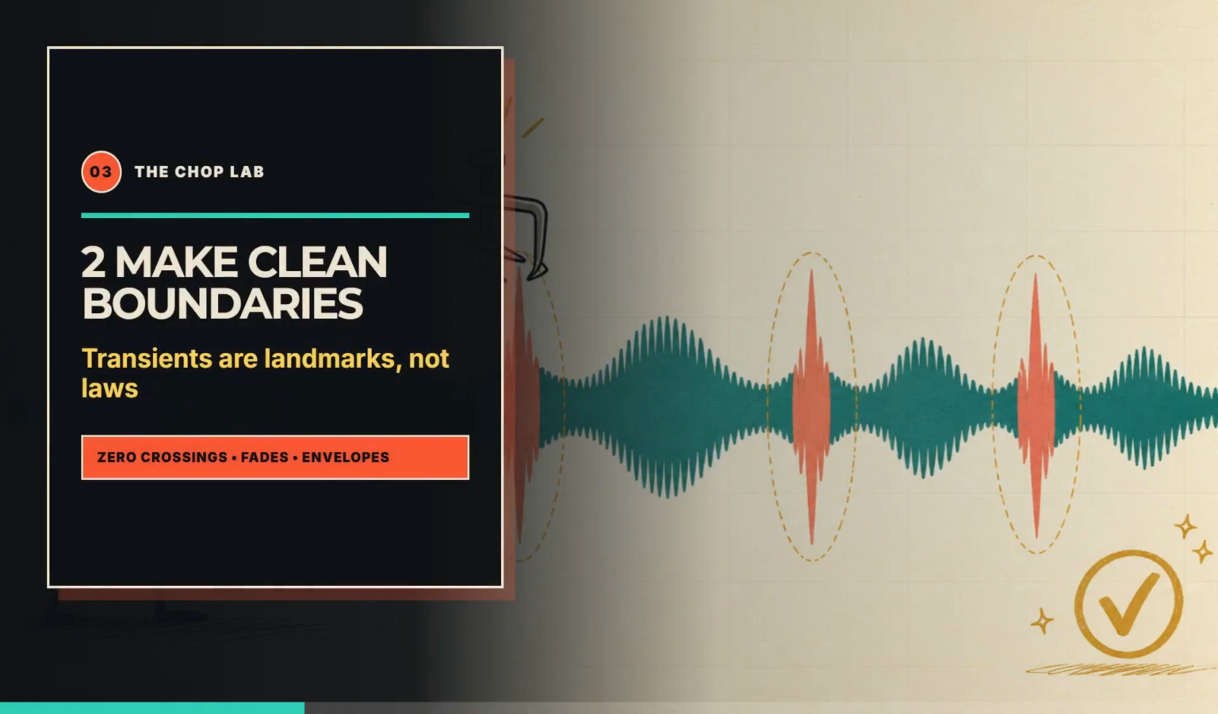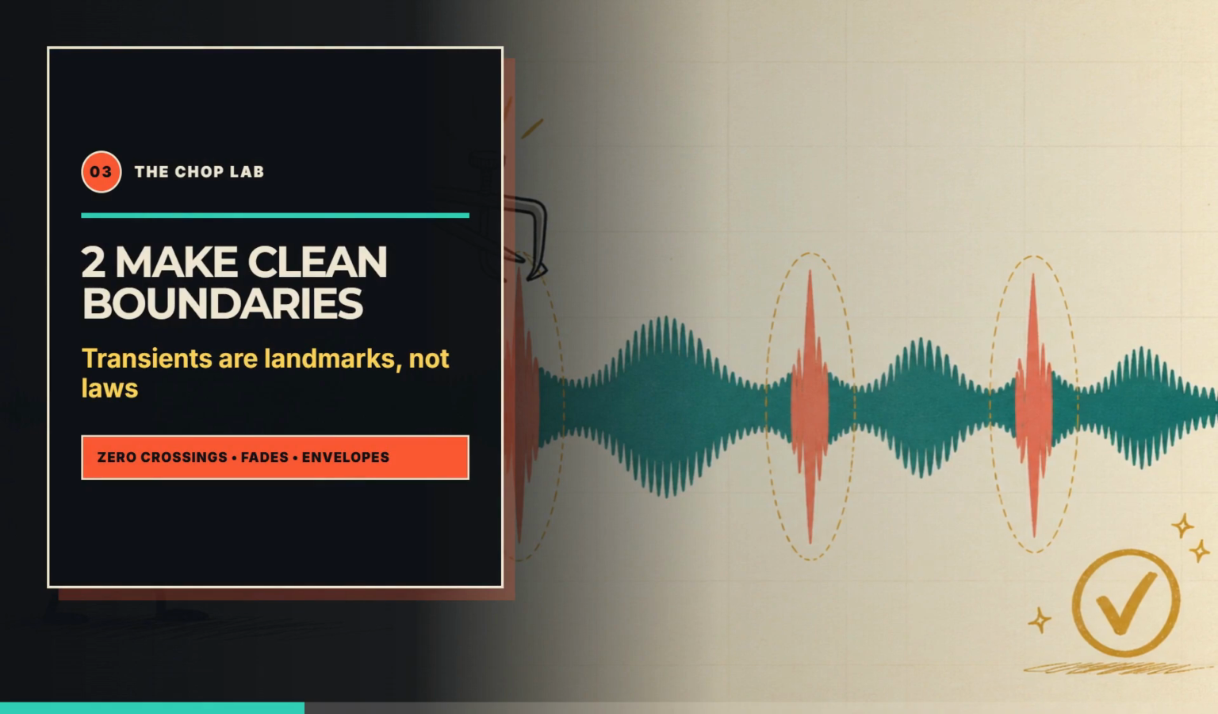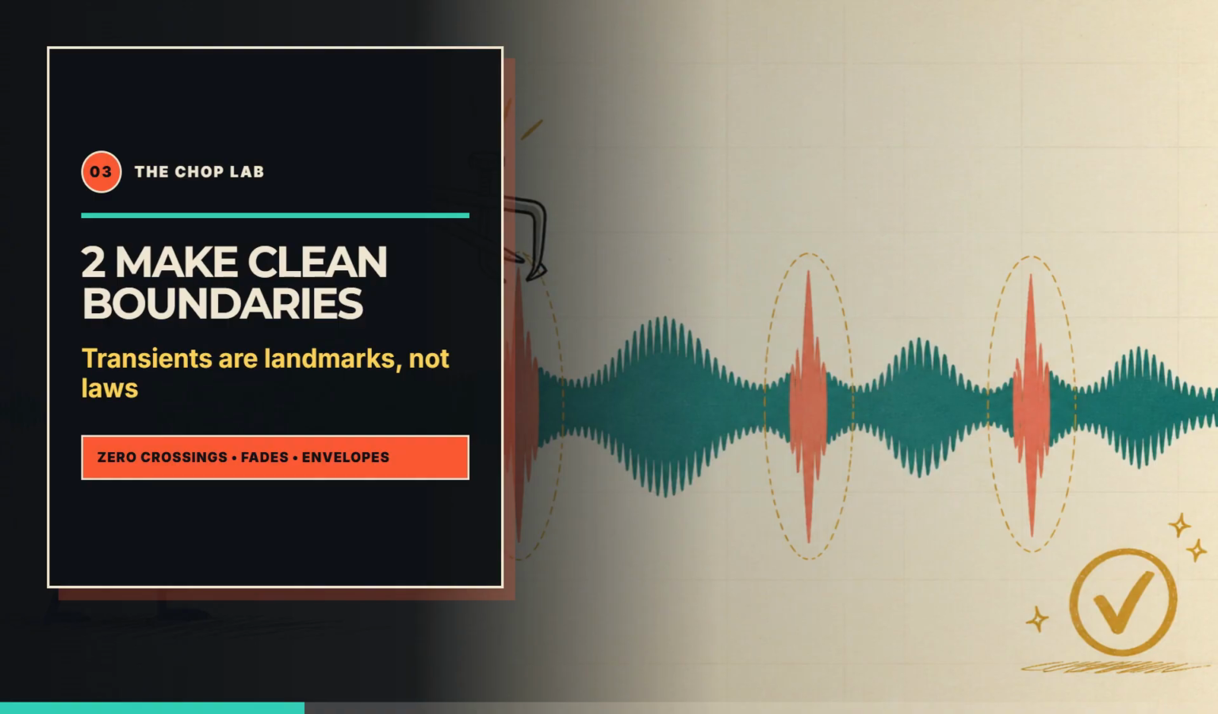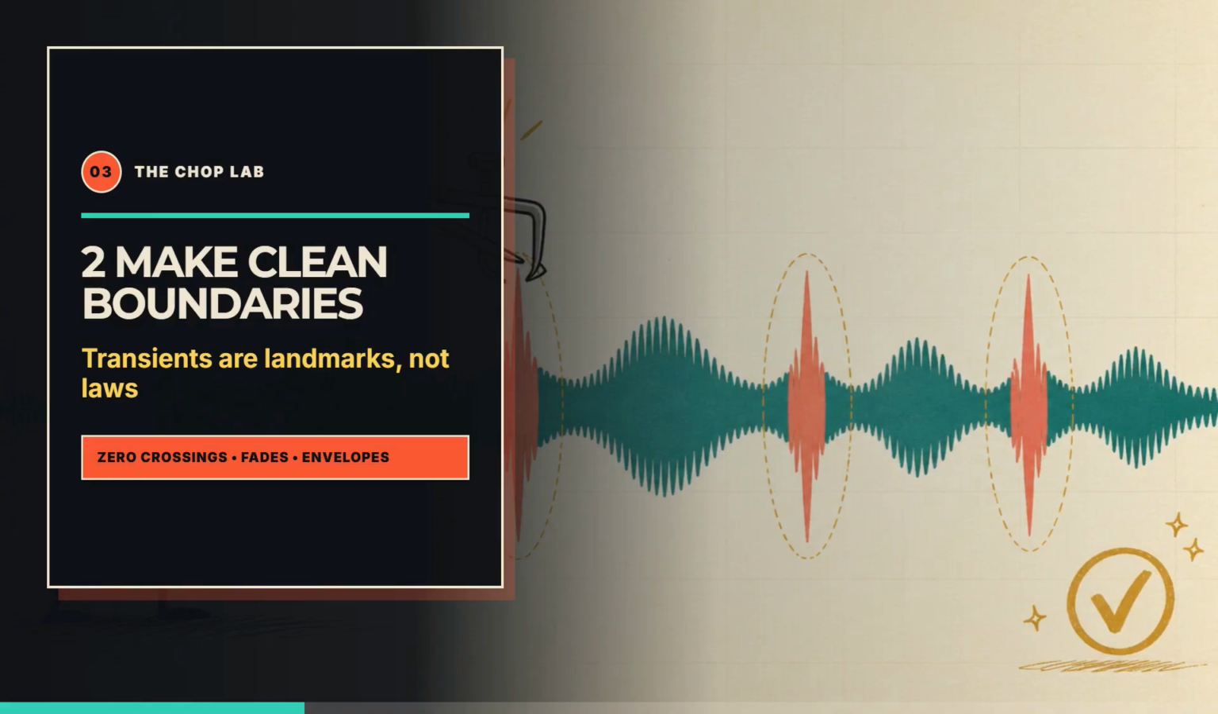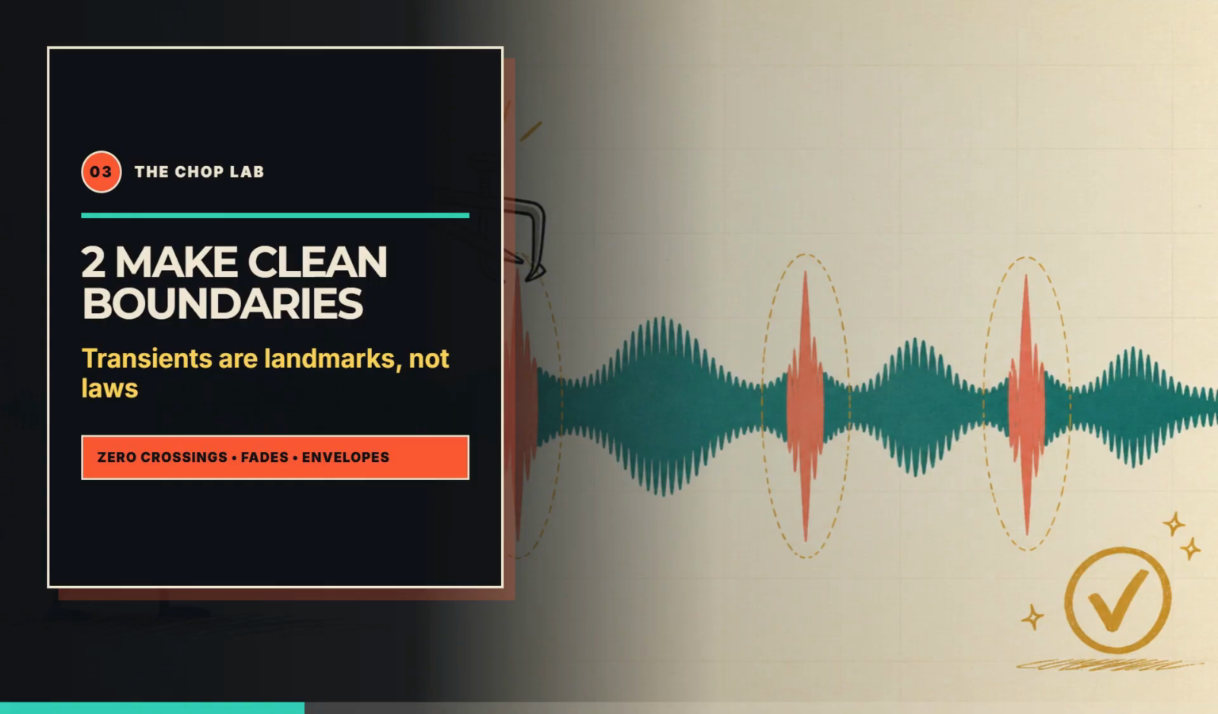Tip 2. Make clean slice boundaries and use transients as landmarks rather than laws. A transient is the fast attack at the start of a sound, the first crack of a snare, the pick on a string, or the consonant at the front of a vocal. Those attacks are easy to see as sharp peaks in a waveform, so they are natural places to create slices. Starting a chop on the attack often makes the sound feel immediate when you trigger it from a pad.